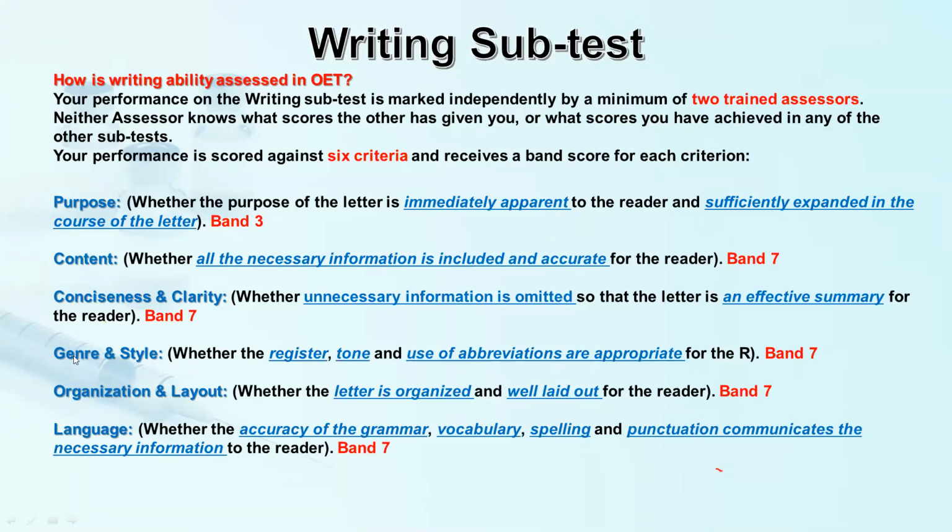Genre and style: whether the register, tone, and use of abbreviations are appropriate for the reader, and you receive a band score of 7. The next criterion, organization and layout: whether the letter is organized and well laid out for the reader, and also you receive a band score of 7. The last criterion we have, language: whether the accuracy of the grammar, vocabulary, spelling, and punctuation communicates the necessary information for the reader, and also you receive a band score of 7.